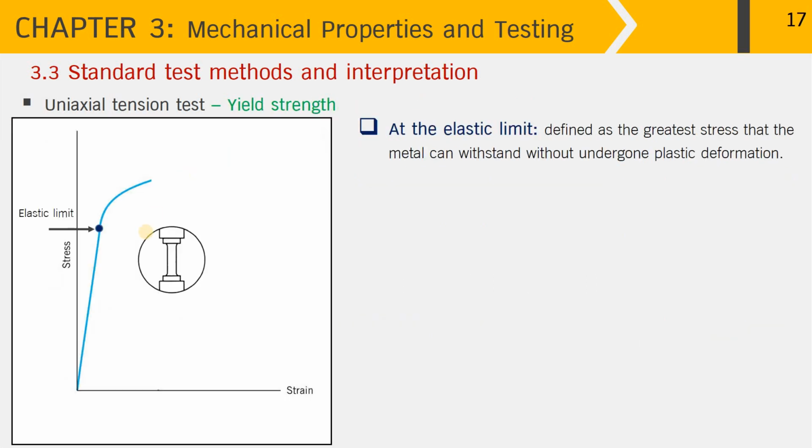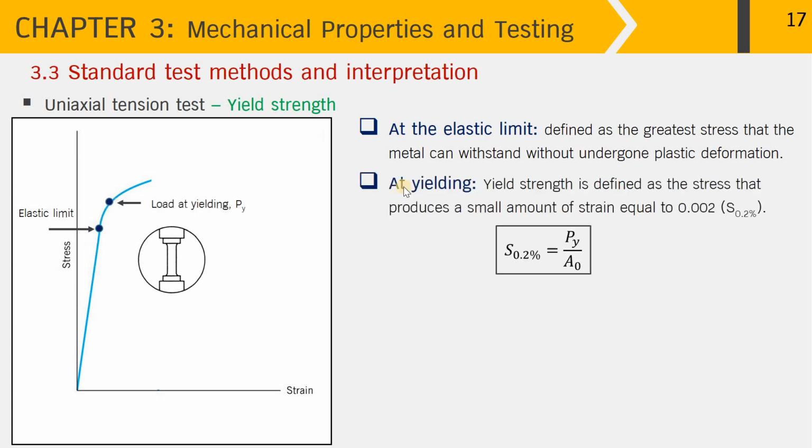And the next parameter of the tensile test, beyond the elastic limit, as I said before, is defined as the greatest stress that the metal can withstand without undergoing plastic deformation. So, beyond this point, the stress-strain curve deviates from its linear portion. At yielding, the yield stress is defined as the stress that produces a small amount of strain equal to 0.002.